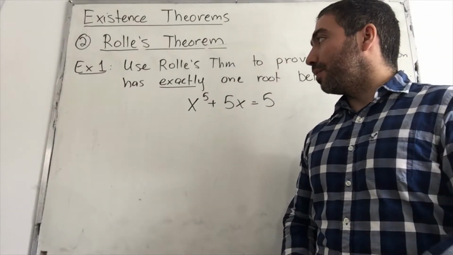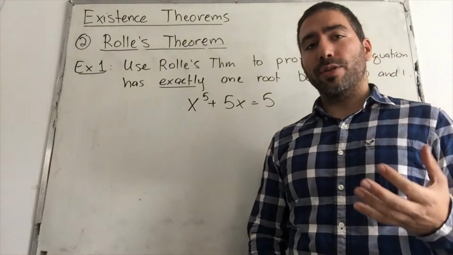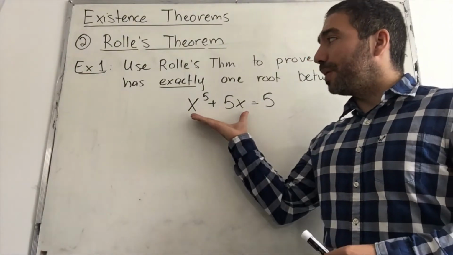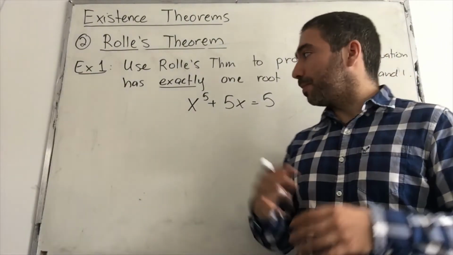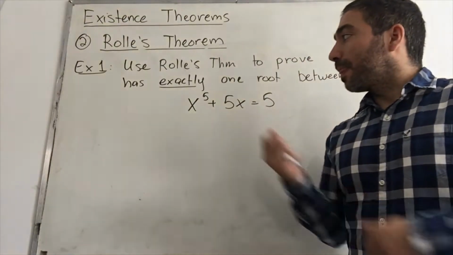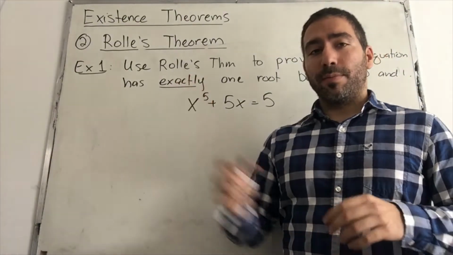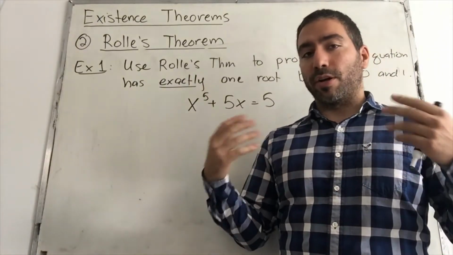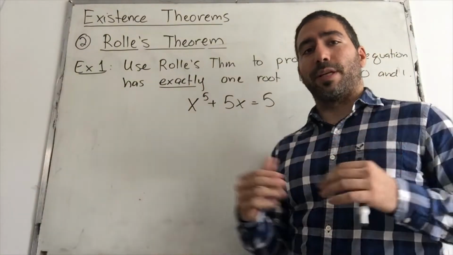So let's go ahead and start it off. The way you start this off, we actually saw this already. You begin by applying IVT first to show there exists at least one root. Then we're going to apply Rolle's theorem using an argument by contradiction, showing that there cannot be two. So let's go ahead and do that.